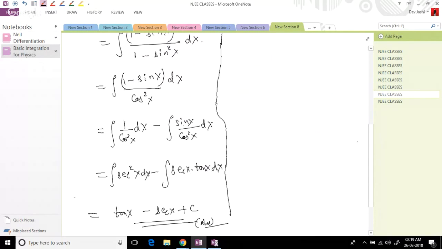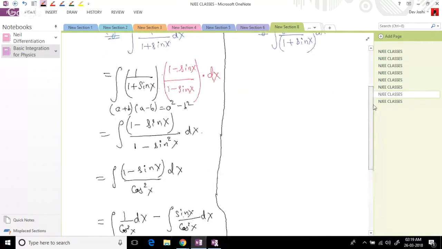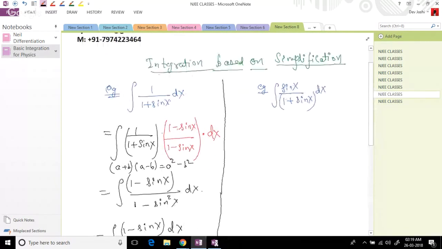Correct. So that is how we can proceed with the numericals based on integration on the basis of simplification. All right. In the same way, we can also do another question. Again, the same thing we can do: just multiply and divide by changing the sign of the denominator in between.